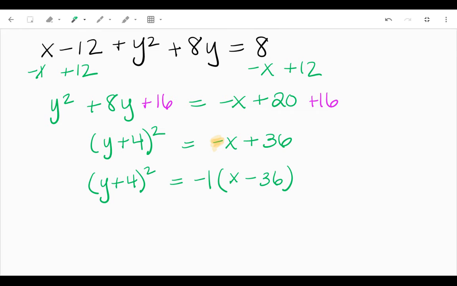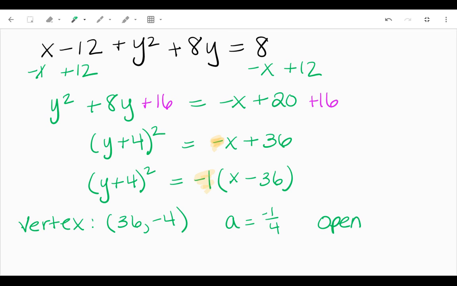Now this is in a form where we can identify the different parts. So I can identify my vertex, which is going to be (36, negative 4). I can identify my a value, which is this coefficient. Once I factored it out, this coefficient divided by 4 is my a value, so negative 1/4. And then because I can see that the y is squared, I know that it's going to open left or right. And since my a value is negative, I know it opens left.